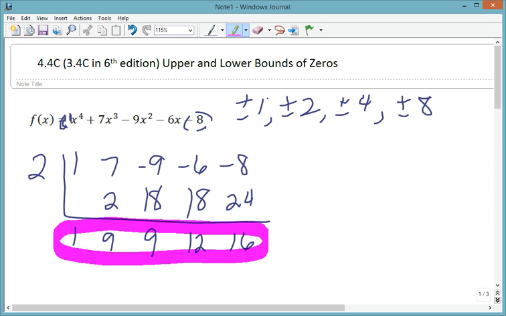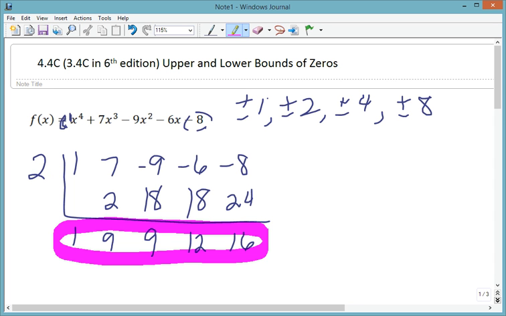Okay, so that's how it will work to eliminate some of your possibilities. Even if this were a 0, or even if 2 had turned out to be a 0, but everything else was positive, it would still be an upper bound. It would mean, yes, this is a 0, but there's nothing else bigger.